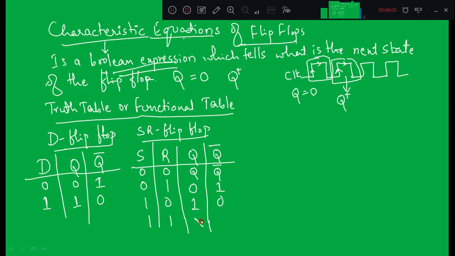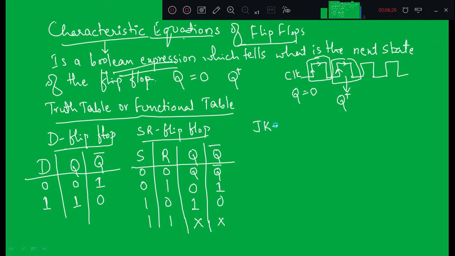So I will not consider that state. Either you will get 1 1 or you will get 0 0. I will not consider those states when I am writing the functional table, or the output for input combination 1 1. So this is the functional table of the SR flip-flop.